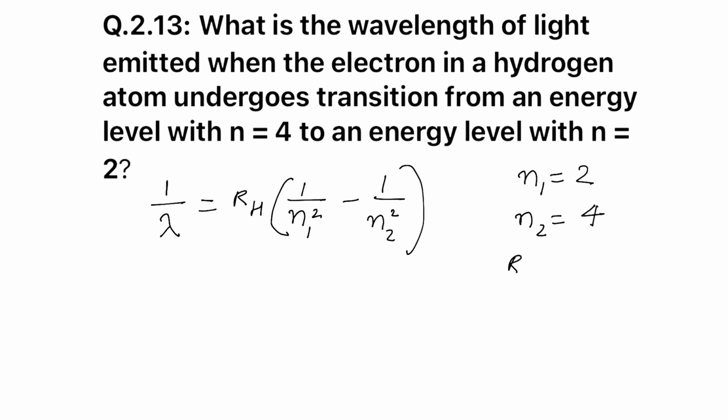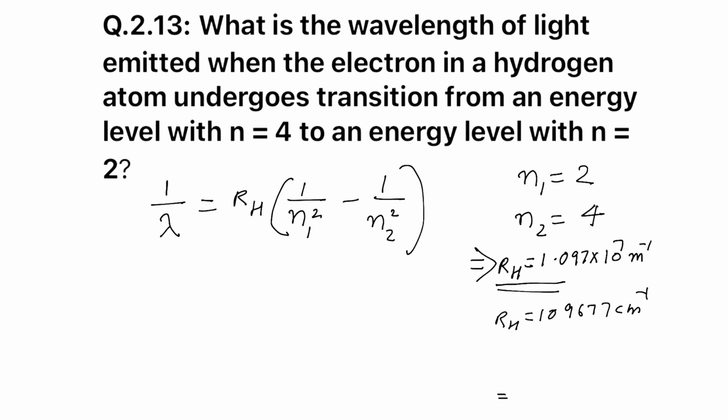And what is the Rydberg value? It is 1.097 × 10^7. Okay, right? That is in meter. So if you are using RH as 1.097 × 10^7 meter inverse, your lambda will be in meter. Or if you are using this value in centimeter inverse, you will be getting lambda in centimeter. That's it. You can use any of that. Now here anyhow I am using SI unit.